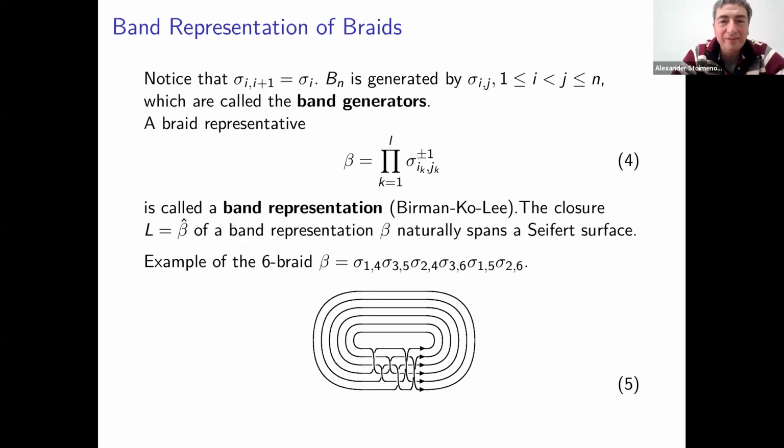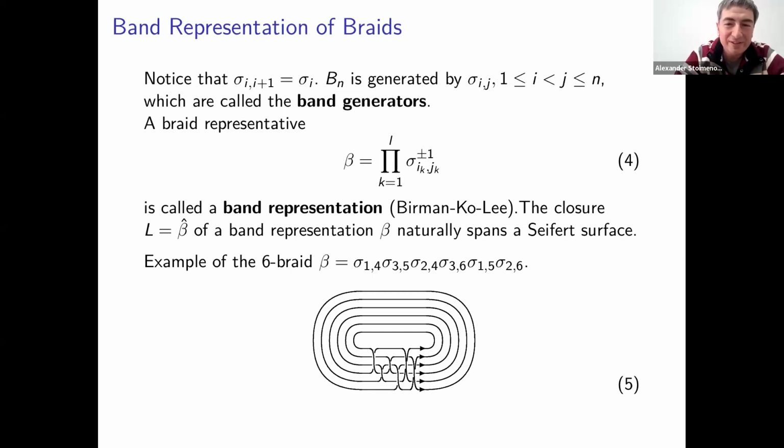Okay. And now these band generators give a presentation, and you can study them in a group theoretic way. This was done by Birman, Ko, Lee, but I do not get into this too much. Rather, I'm interested here in the fact that whenever you have a band presentation, so when you write a braid as a product of generators, you get a Seifert surface of the link, which is obtained by making a disk for every braid strand, and then putting a half-twisted band for every band generator.